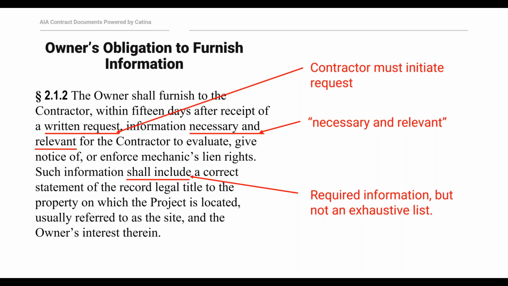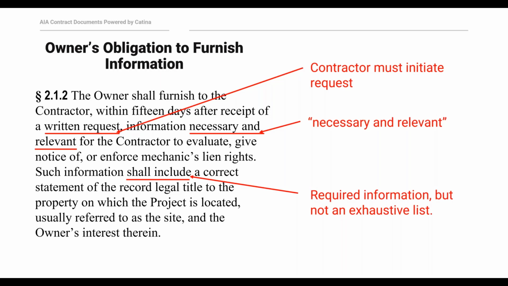The first sentence is a general requirement for the owner to provide information that is, and I'm quoting, necessary and relevant for the contractor to evaluate, give notice of, or enforce mechanics lien rights. So for example, in New York and many other states, a notice of lien must state the name of the owner of the real property. Now, that might seem like a very easy thing for a contractor to figure out, but I can tell you from practice that it's not always that straightforward.